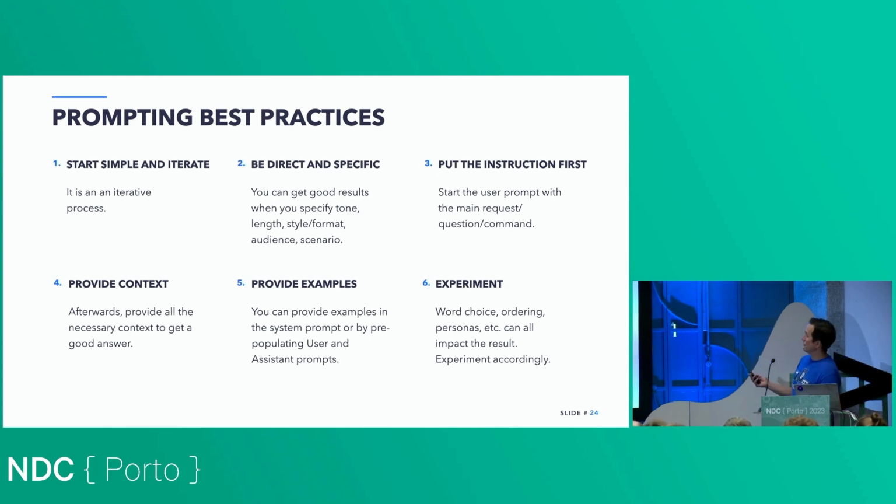Put the instruction first, and start the user prompt with the main request, translate this, and then add the context after that, and as much context as you feel is necessary to get a good response.